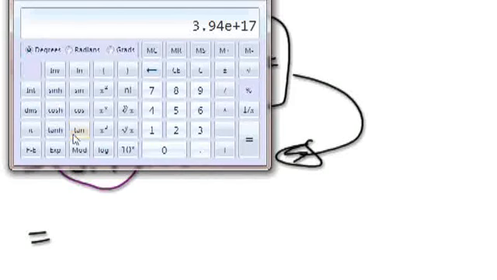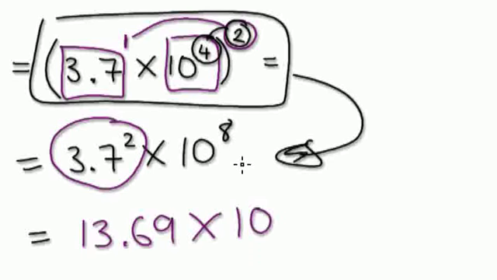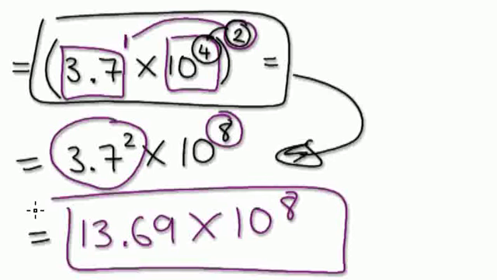So calculator, clear. 3.7 times, well, squared if you want, but I'm being lazy. 3.7 times 3.7. So that would be 13.69 times 10 to the power of 8. So this would be your final answer. You could just punch in the whole thing here and then square it.